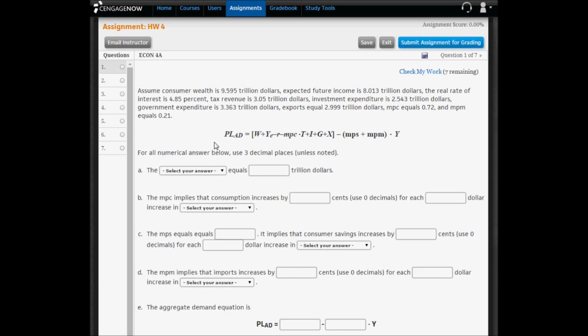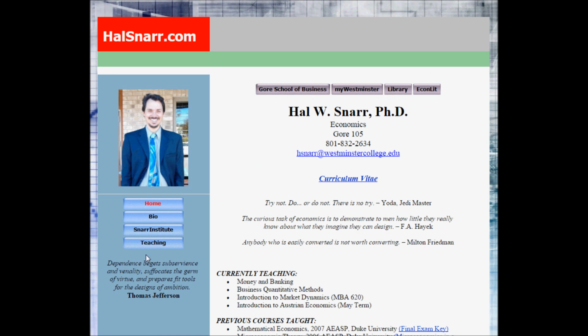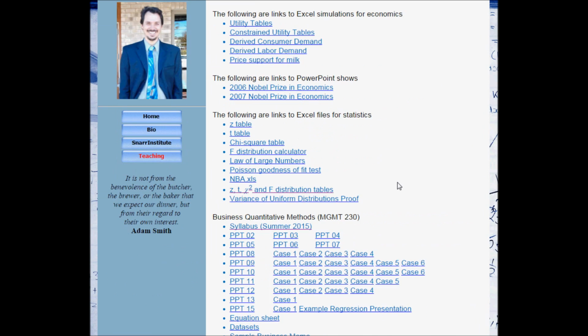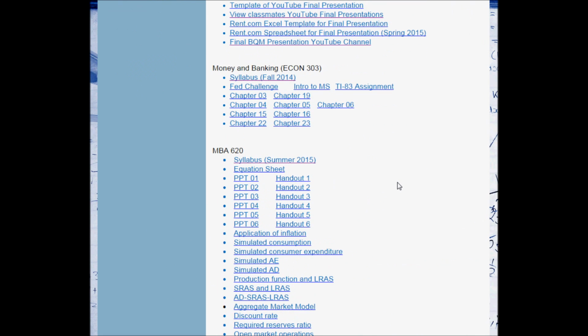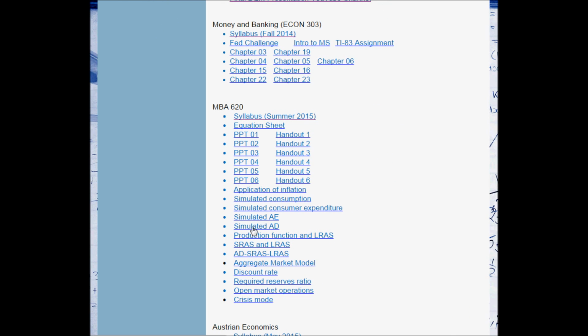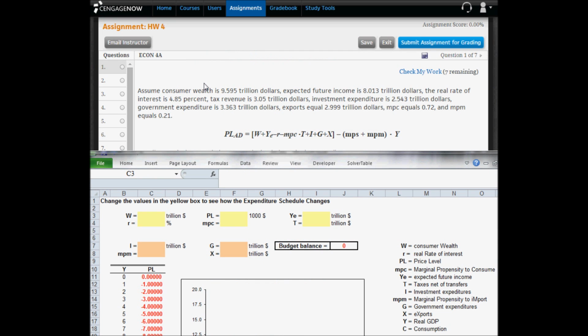In problem 1 of homework 4, we're going to plug these values up here into this aggregate demand model. Now the cool thing is I have an Excel simulation that will do it for you. You find it on my teaching website. Go to howstar.com, click on teaching, and then scroll through until you get to MBA 620, and you're going to see it right here, simulated aggregate demand. Click on that. It'll open the Excel simulation, which looks like this. Now we go back to homework 4, problem 1, and we just start typing in values.